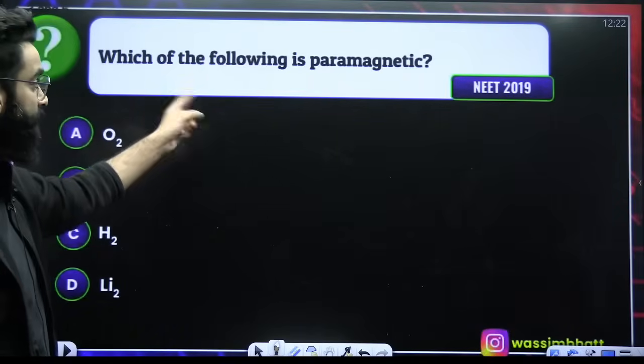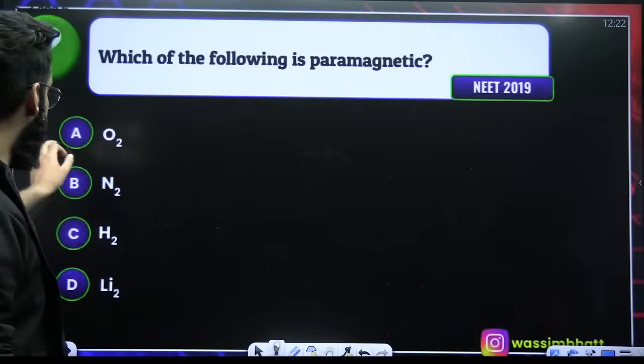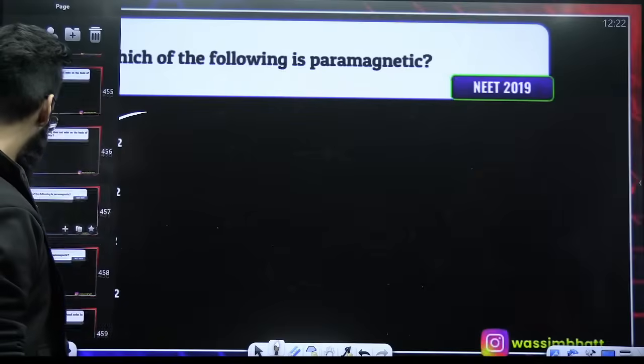NEET 2019. Which of the following is paramagnetic? O2. Two unpaired electrons, right?